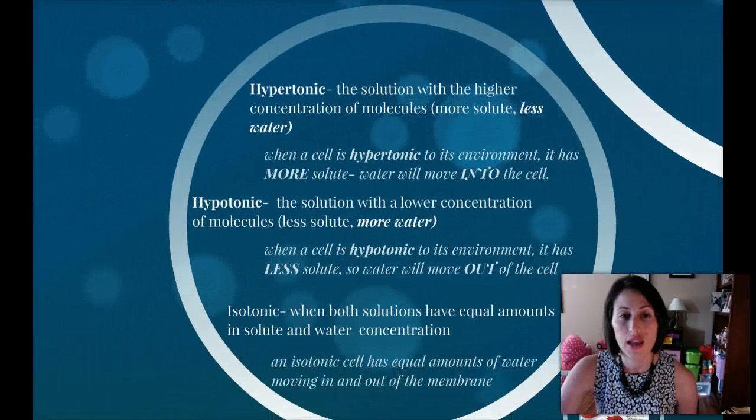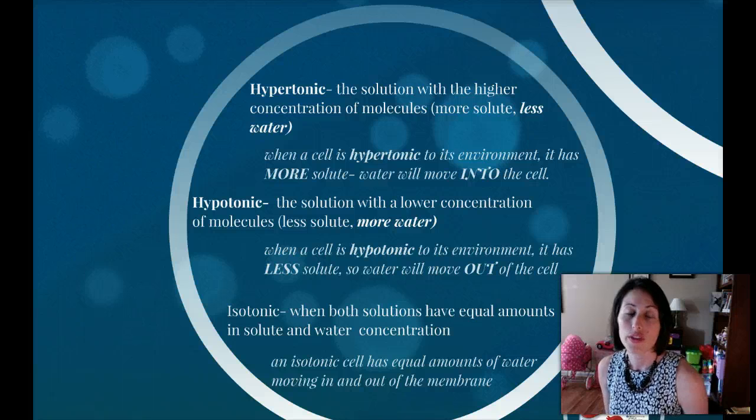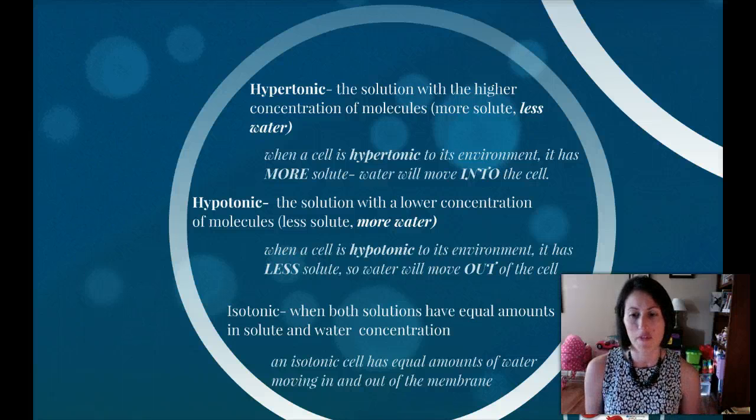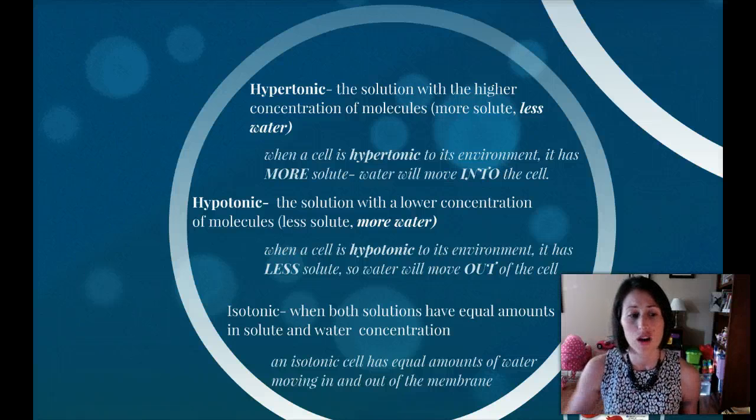So what does that look like in terms of animal and plant cells? Well, there's a couple of terms that we actually have to talk about before we can look at plant and animal cells. Hypertonic, hypotonic, and isotonic. And I know those are really funny words. You've probably never heard them before. So let's take a few minutes to talk about them.